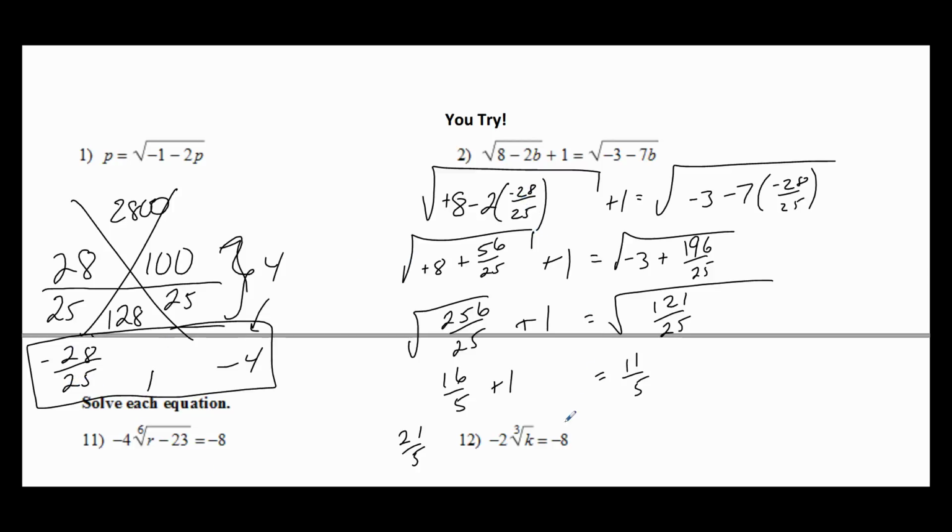Negative 28/25 is not a solution, because once I boil it down, I get 21/5 on the left-hand side, and I get 11/5 on the right-hand side. So therefore, they do not equal each other, so we know negative 28/25 is not right. So then let's check negative 4.